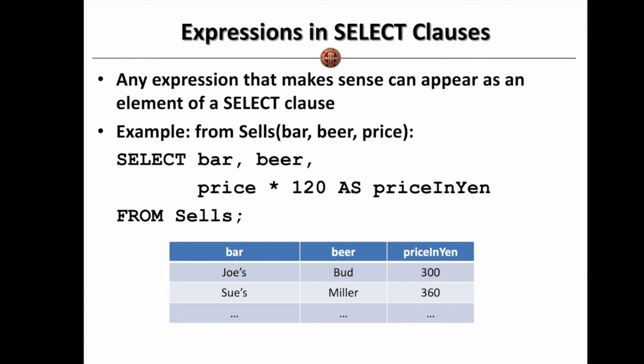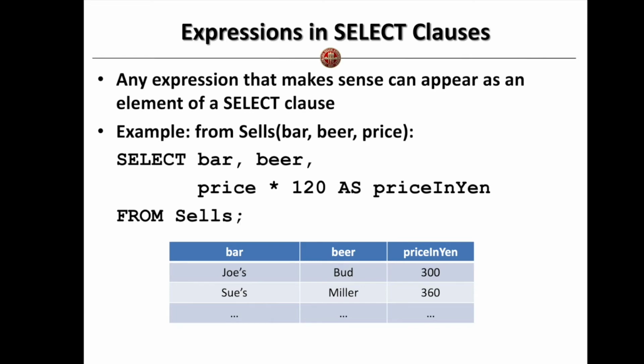Here we use the example of the sales table with bar, beer, and price. It means the bar should sell some beer with some price. And we plan to write a query to find the bar, beer, and price, and here we change the price from USD to the Japanese yen instead. We can do so by writing a select from where clause: select bar, beer, price times 120 as price in yen from sales. Here we don't have a where clause.